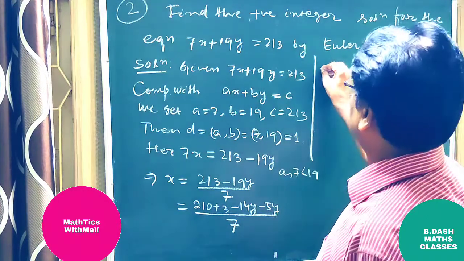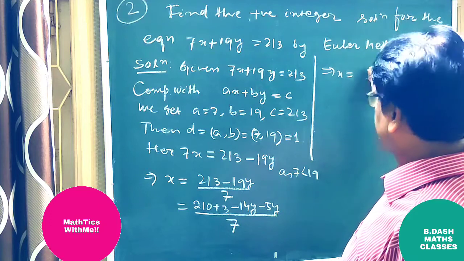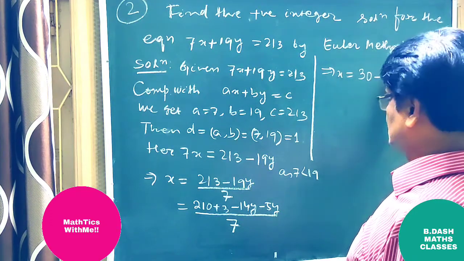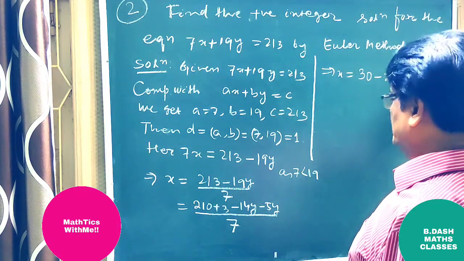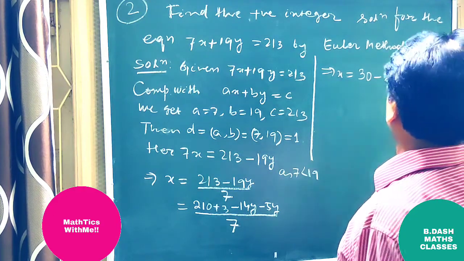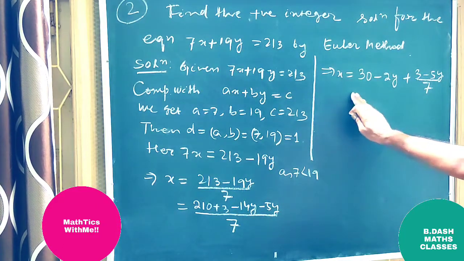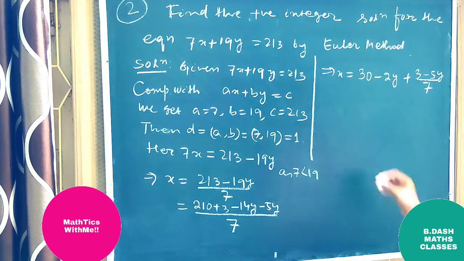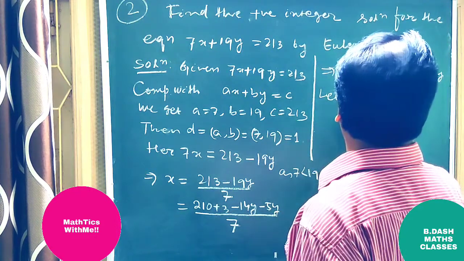So this implies x is equal to 30 minus 2y plus (3 minus 5y)/7. So we are getting an expression for x which is equal to 30 minus 2y plus (3 minus 5y)/7. Here x, y are positive integers.